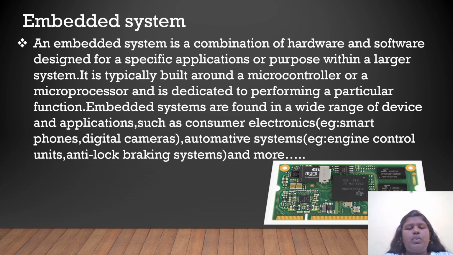Next, we have to discuss what an embedded system is. An embedded system is a combination of hardware and software designed for a specific application or purpose within a larger system. It is typically built around a microcontroller or microprocessor and is dedicated to performing a particular function. Embedded systems are found in a wide range of devices and applications, such as consumer electronics, for example smartphones, digital cameras, and automotive systems, for example engine control units, anti-lock braking systems, and so on.